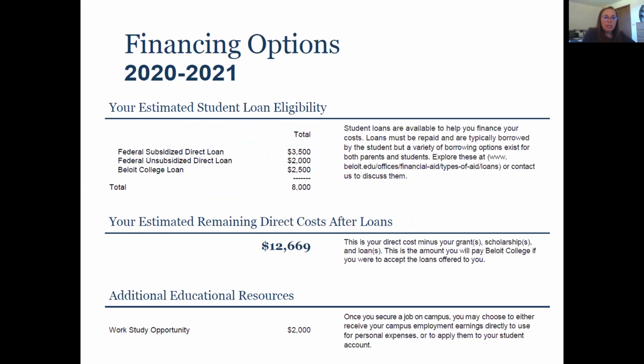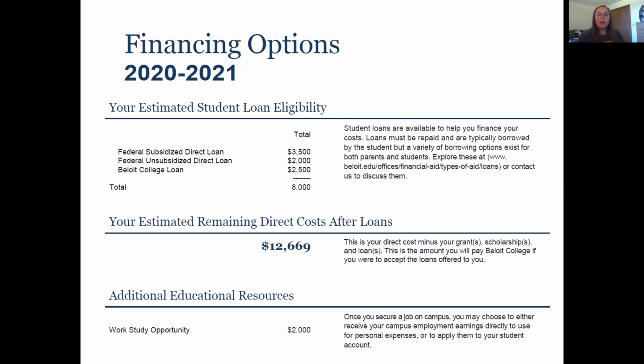So here you're seeing a sample of a student's financial aid offer. So this is the third page of the financial aid offer, and it's the second page that has actual numbers on it. But if you're counting, front back, it's actually page number 3. So this particular student is a domestic student who's eligible for both of the federal loans, the subsidized and unsubsidized, and then the Beloit College loan from Beloit College, in combination $8,000.